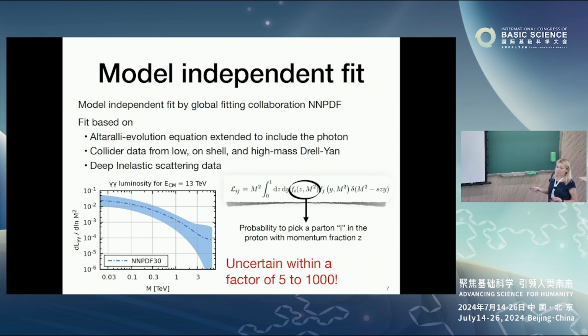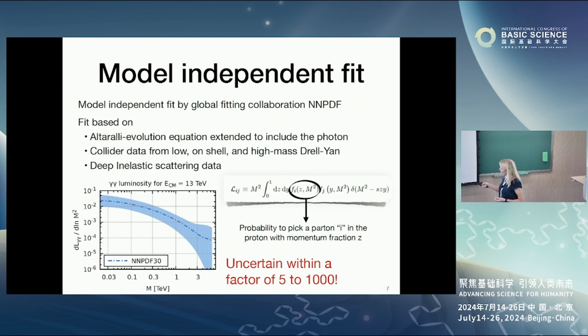Okay, so what was done before our work? Before our work, there were some model-independent fits of photon distribution functions. In general, there are various groups, professional people, that do these fits. And so the fit was really relying on data.